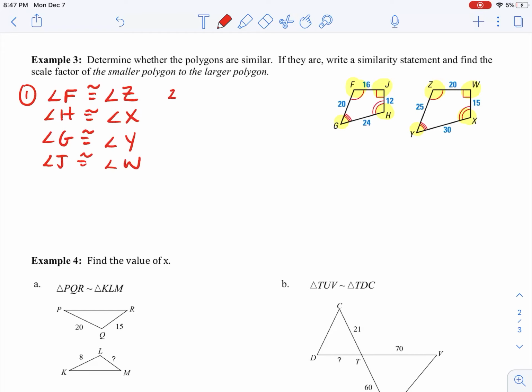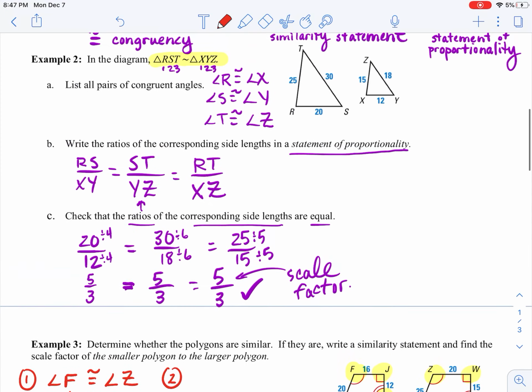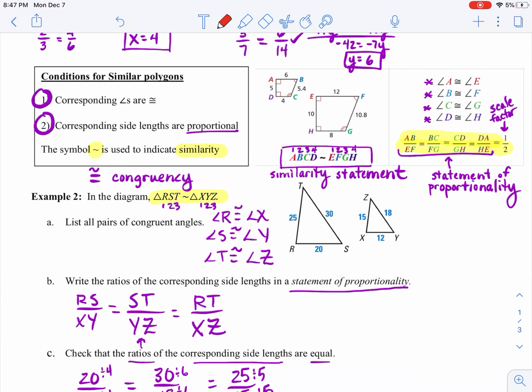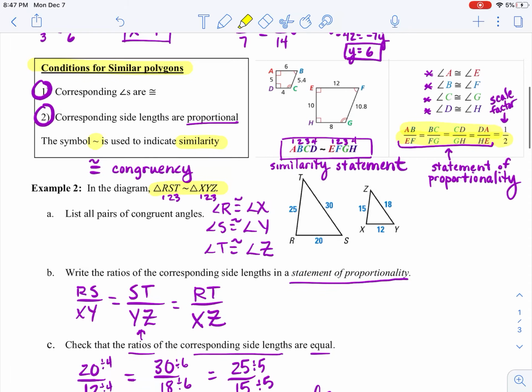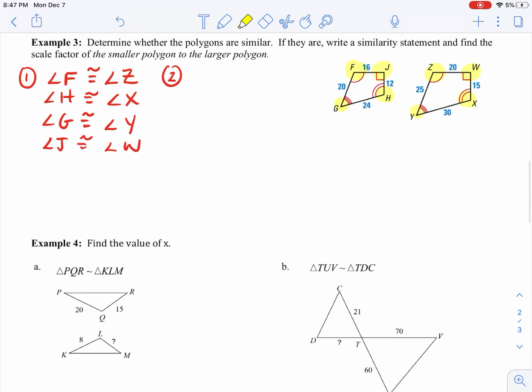The second condition that has to happen, and again, I'm getting this from the box right here that says we have two conditions for similar polygons: corresponding angles need to be congruent, and corresponding side lengths need to be proportional. So let's check that second condition. Now, when you're checking the conditions and you don't have a similarity statement to work with, what you're going to do is look for the smallest number and put it over the smallest number in the second shape. So in this first shape, the smallest number is a 12. So 12 over, what's the smallest side in the second shape, is a 15.